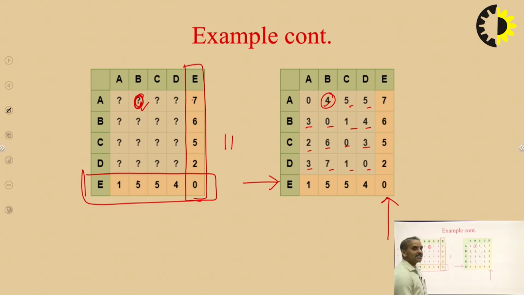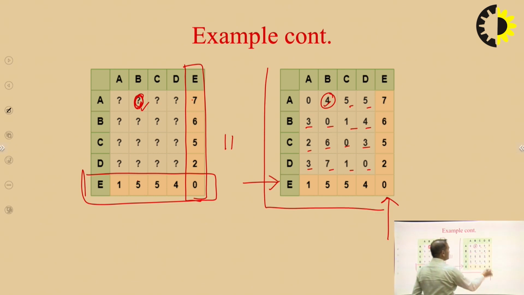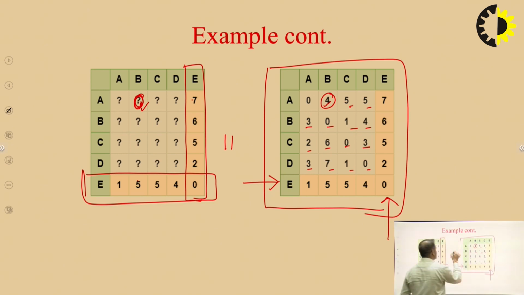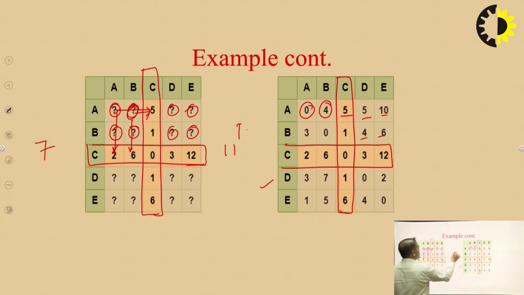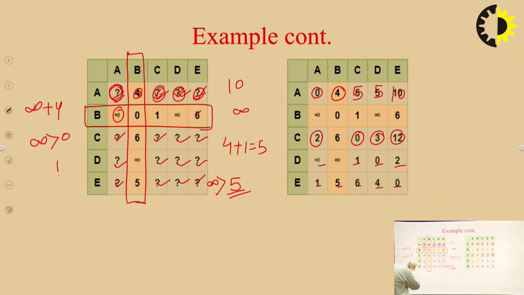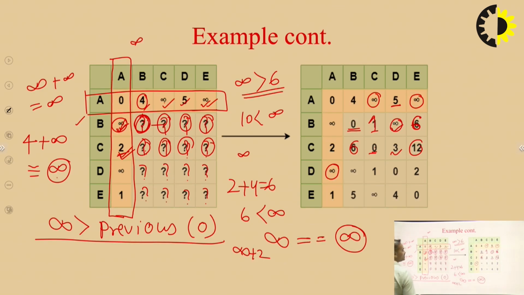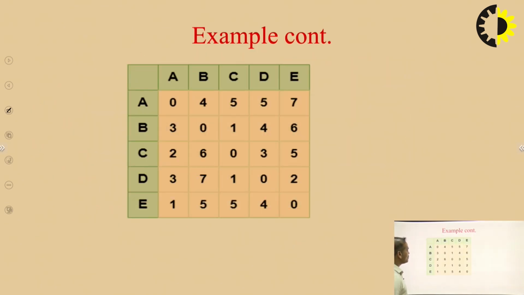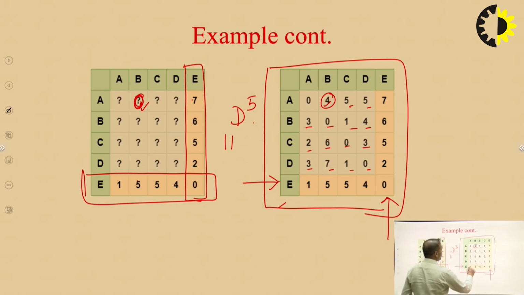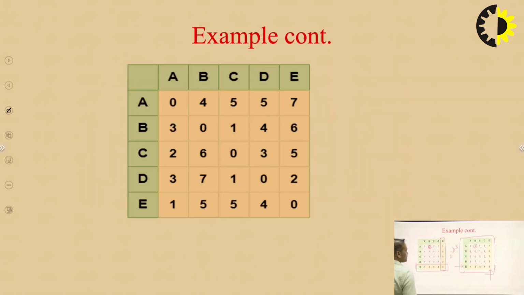Now, this is your final answer. This matrix is called D5. The previous matrix is called D4. The previous matrix is called D3, and before this matrix is called D2, and this one is D1. By using this method, we calculate all the values. After calculating all the values, we reach this matrix which tells about the distance between all pairs of nodes.